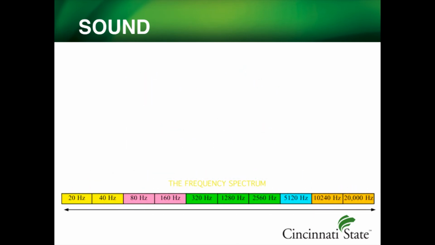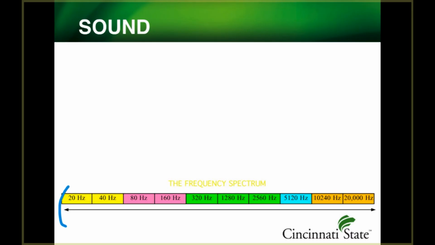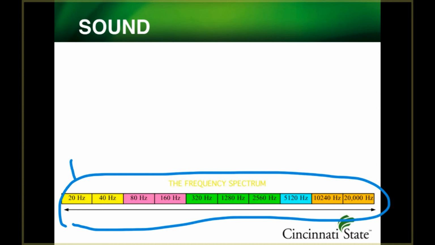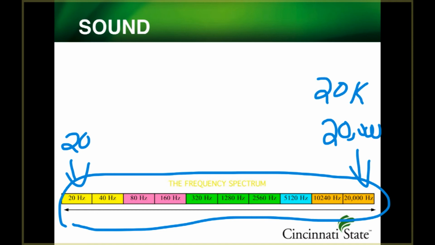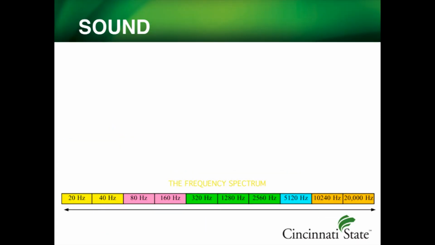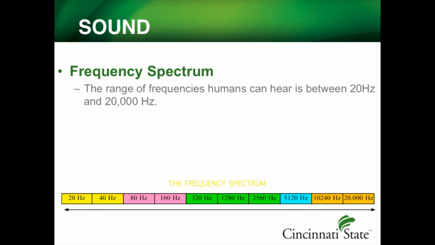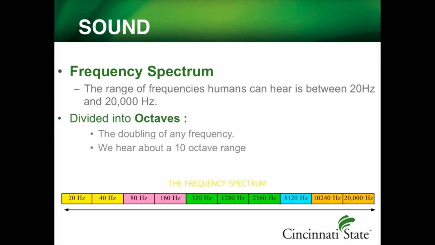Now, as I showed you before, this is the range of human hearing: 20 hertz to 20,000 hertz, or 20 kilohertz. This is just good old Hz. Now, how do we as human beings break this up? How have we done this over the years? The frequency spectrum is the frequencies humans can hear between 20 hertz and 20,000 hertz. This we have divided into octaves. Essentially, with octaves, you are doubling any frequency that we hear, and we hear about a 10 octave range.